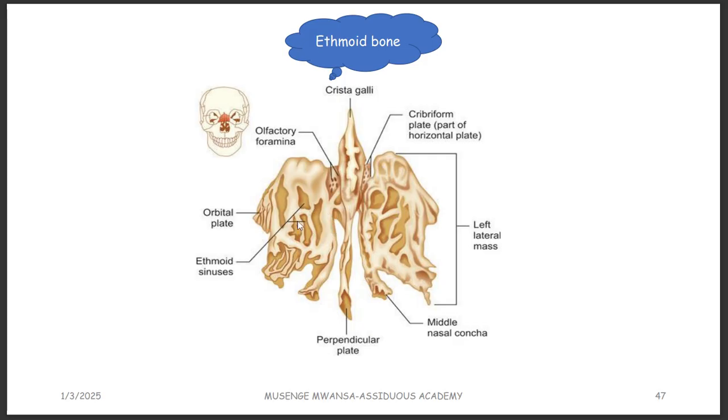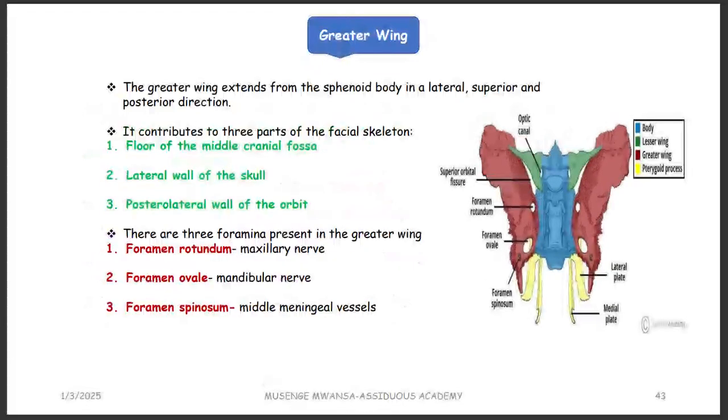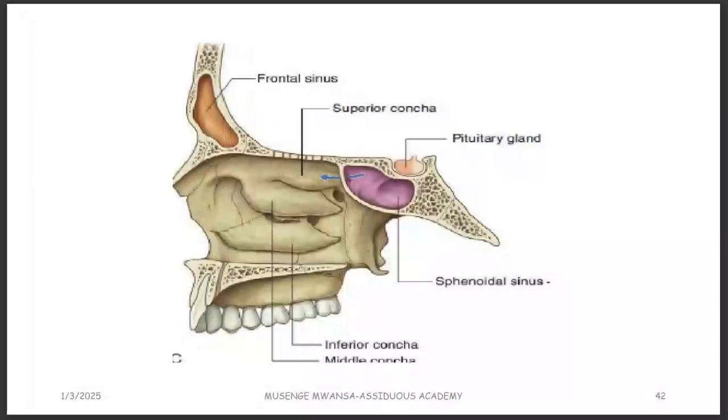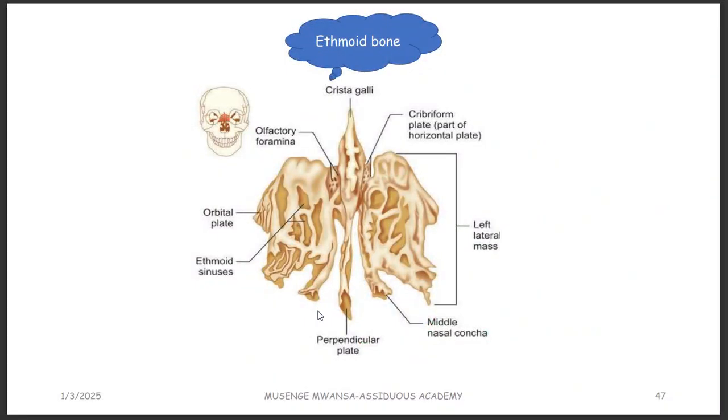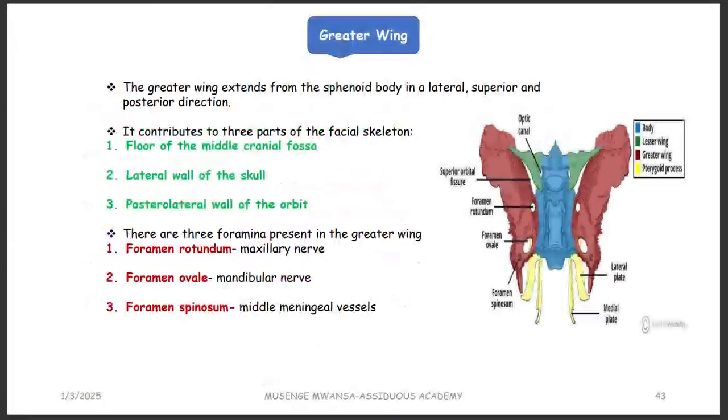The ethmoid bone also contains sinuses. They contain these air spaces, and we call them ethmoid sinuses, just like we had for the frontal bone, we had the frontal air sinuses, and then for this bone, the sphenoid, we also have the sphenoid air sinuses. You can see we have got the middle nasal concha. Actually, also the superior nasal concha. Remember, we said that the inferior nasal concha is a bone on its own, but the middle nasal concha and the superior nasal concha are actually part of the ethmoid bone.